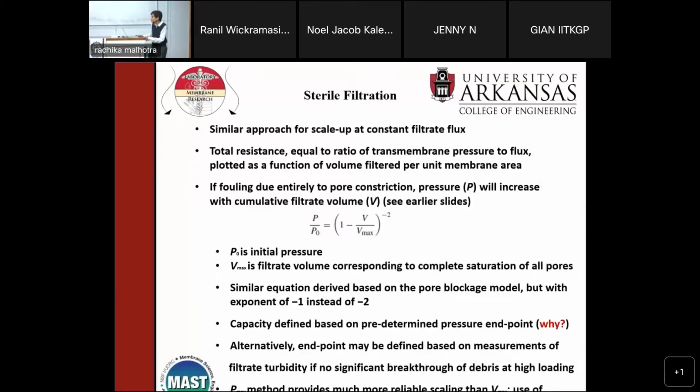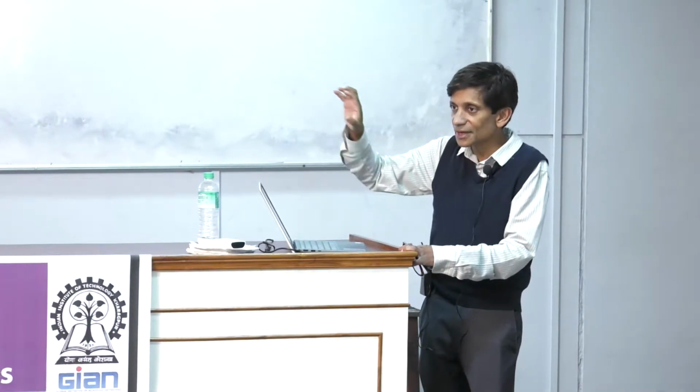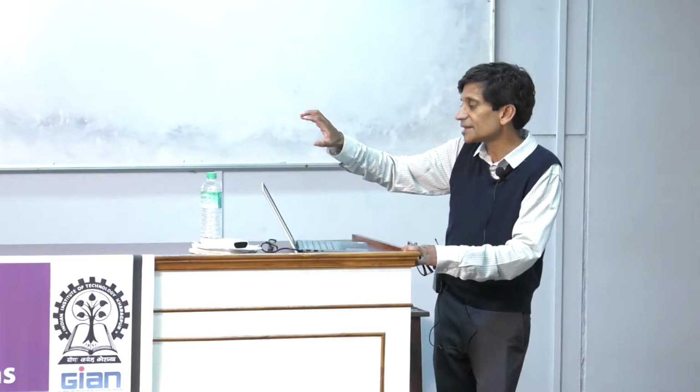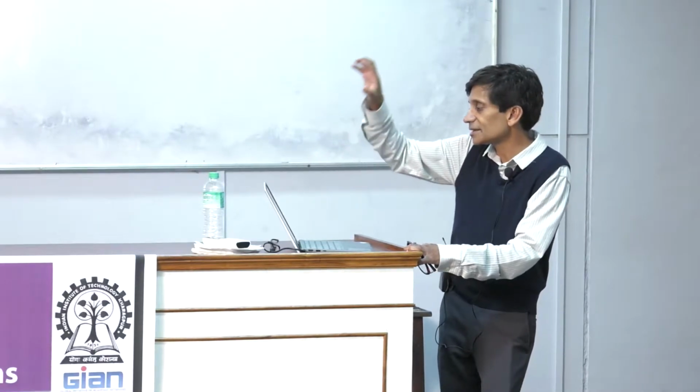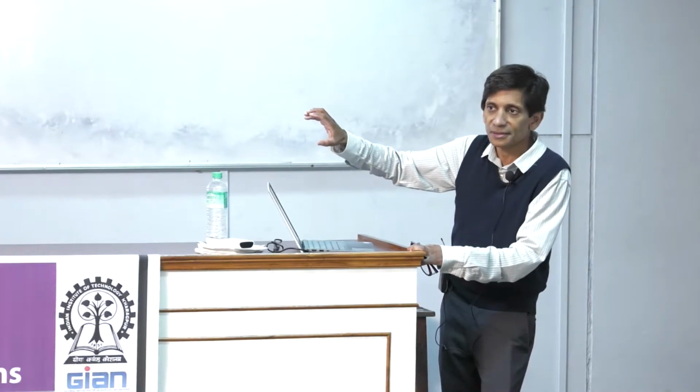A similar approach can be used for constant filtrate flux. That was all constant pressure. Total resistance is equal to the ratio of transmembrane pressure to flux, plotted as a function of volume filtered per unit area. So if you think of it, we said the flux is equal to what? The driving force divided by the resistance. So what we're saying here is total resistance is equal to the transmembrane pressure, the driving force, divided by the flux, right? That makes sense, right?